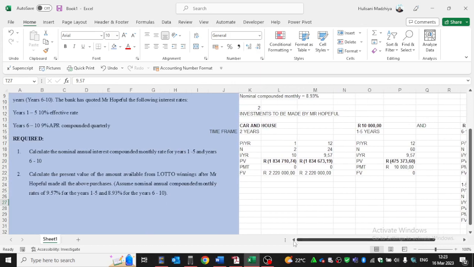The question says calculate the present value of the amount available from lotto winnings after Mr. Hopeful made all the purchases. So we know that Mr. Hopeful has his lotto winnings. His lotto winning is actually 3,500,000.